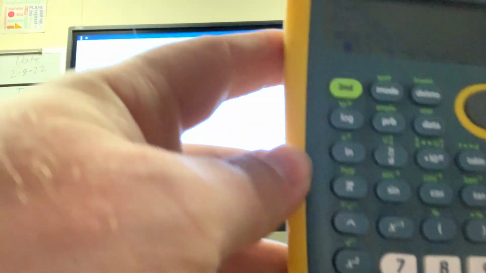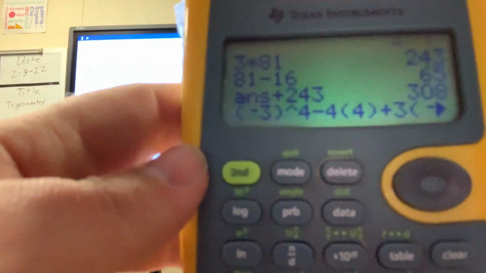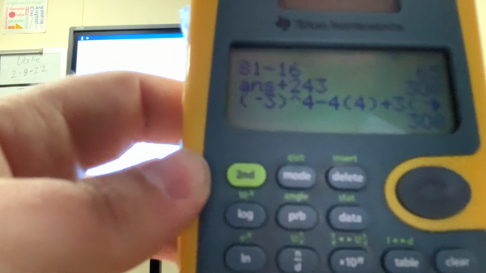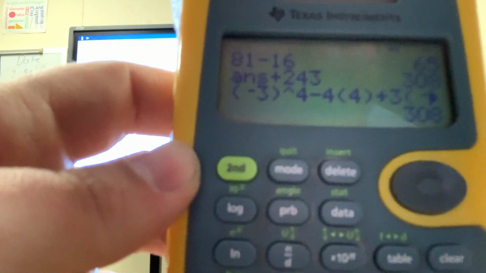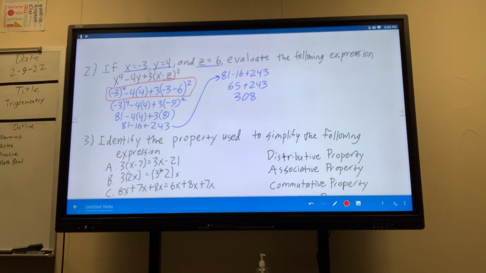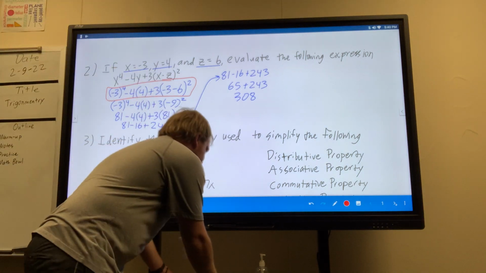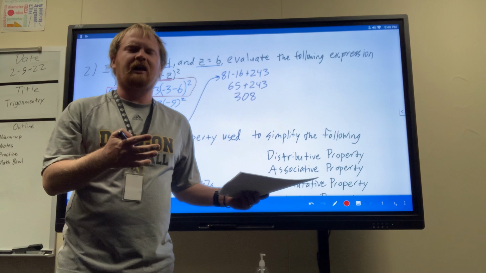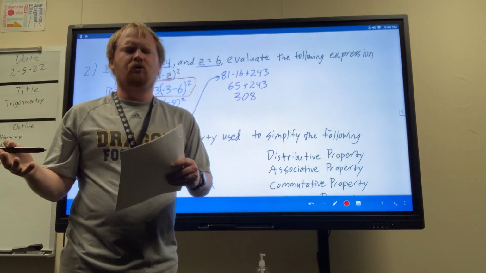Here we go. This button right here. If there's a minus sign in front of the number, you make it a negative. If it's in between the numbers, you make it a minus. Okay? And then I press enter, and I get 308. Okay? So that's just one way of doing it. You can put it into the calculator, or you can just do order of operations.